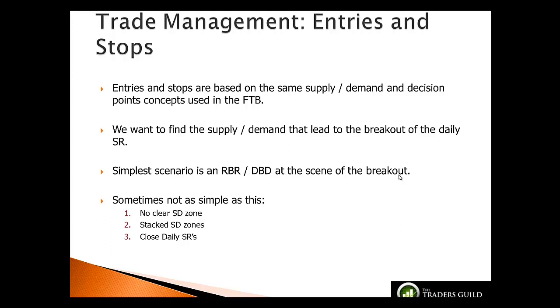Now, it's not always as clear as that. The ideal situation, and I'm going to go through some examples in a moment, is of course a very clear RBR or DBD at the scene of the daily SR, a nice wide zone, and I'm going to be looking to trade that on the retest much in the same way we trade an RBR or DBD on the normal FTB. So we're going to zoom into lower time frames, say H1, M15, M30, find those zones, and that's going to be the means of placing our entry and stop loss. And then obviously our targets are going to be based on the daily time frame.